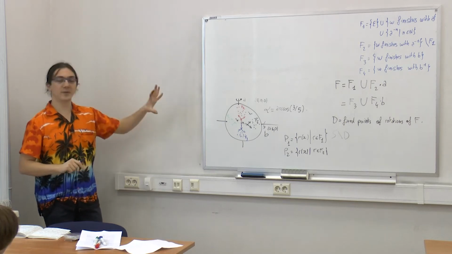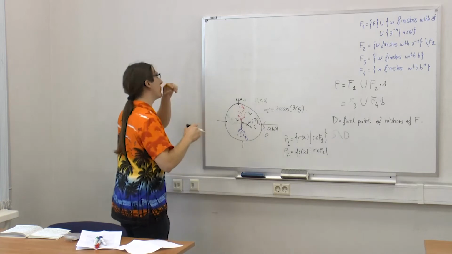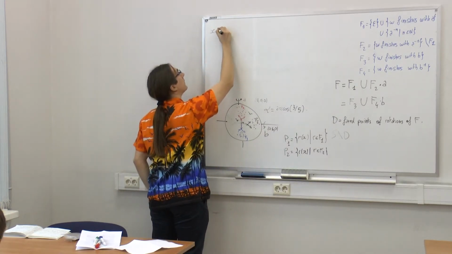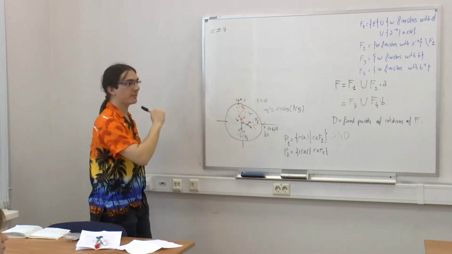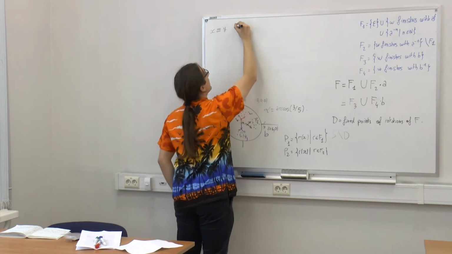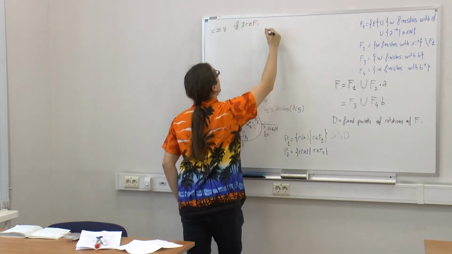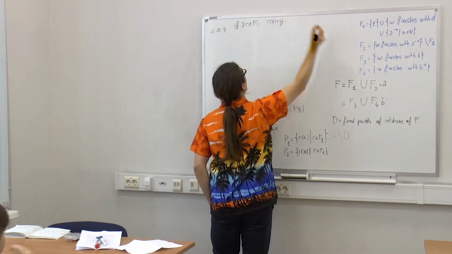So how can I make it appear more clearly? If I want to write it, I can define an equivalence relation: x is equivalent to y, where x and y are points of the sphere, if and only if there exists a rotation r in my free group such that r of x equals y.